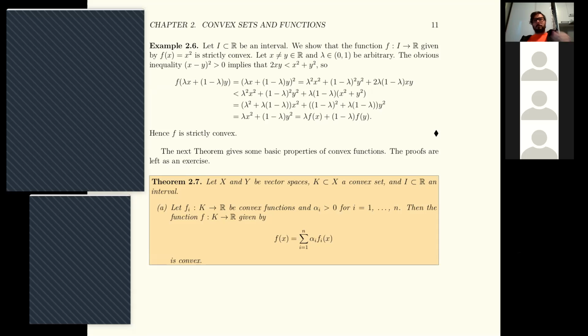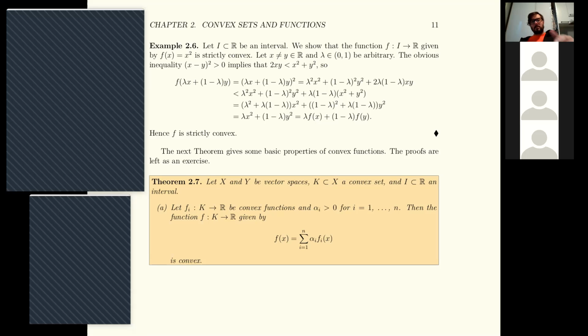Here's an example. If we have an interval of real numbers, and if we have a function f of x equal to x squared, this is strictly convex. And this is algebra. I urge you to look through it. I'm not going to go through this in detail. It's fairly simple. You just substitute this lambda x plus 1 minus lambda y, take the square of that, and then do a couple of approximations.